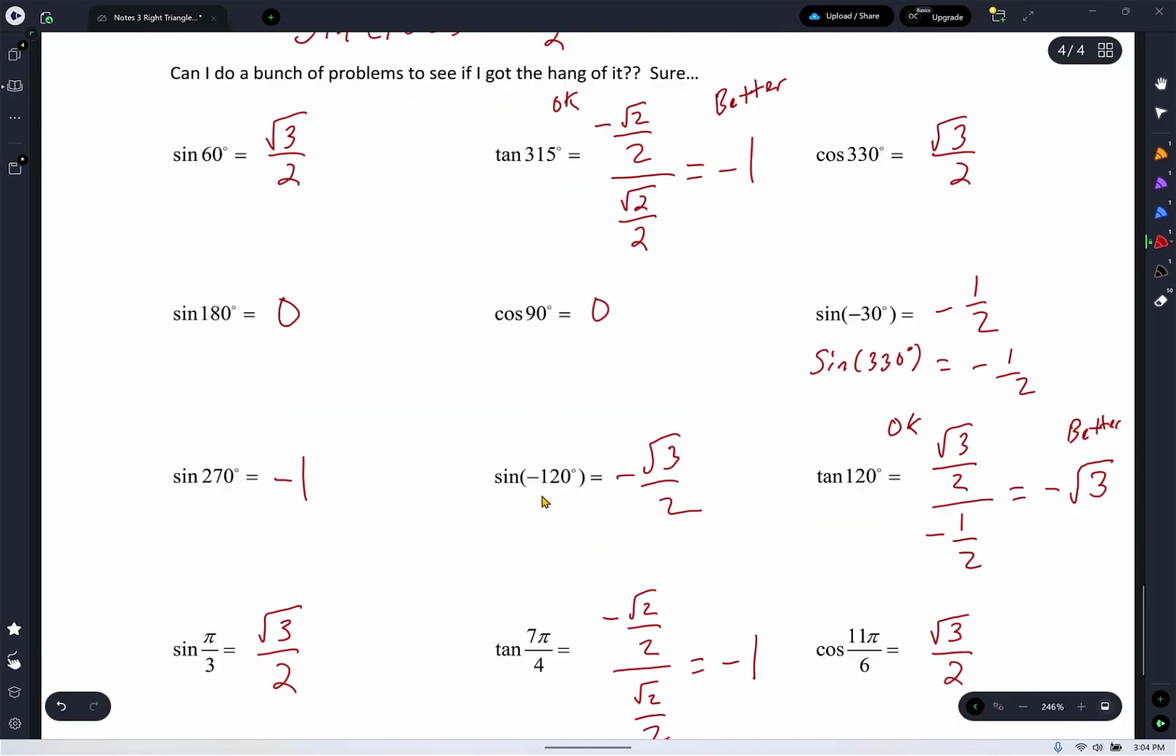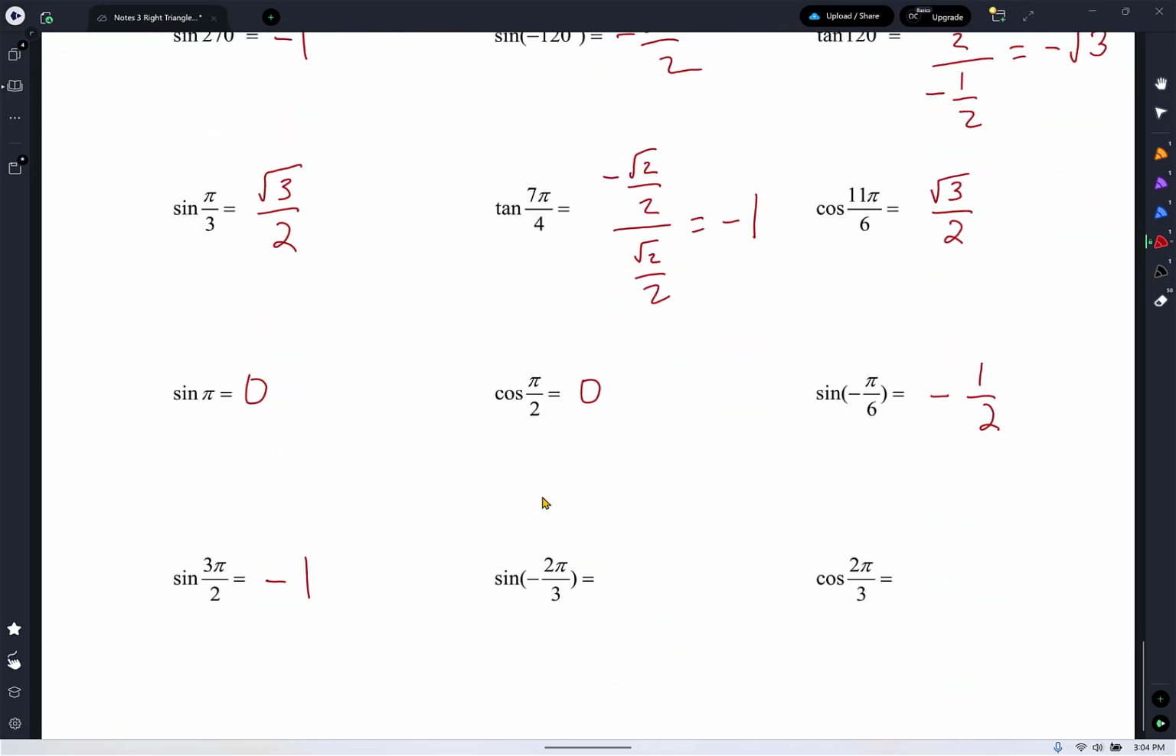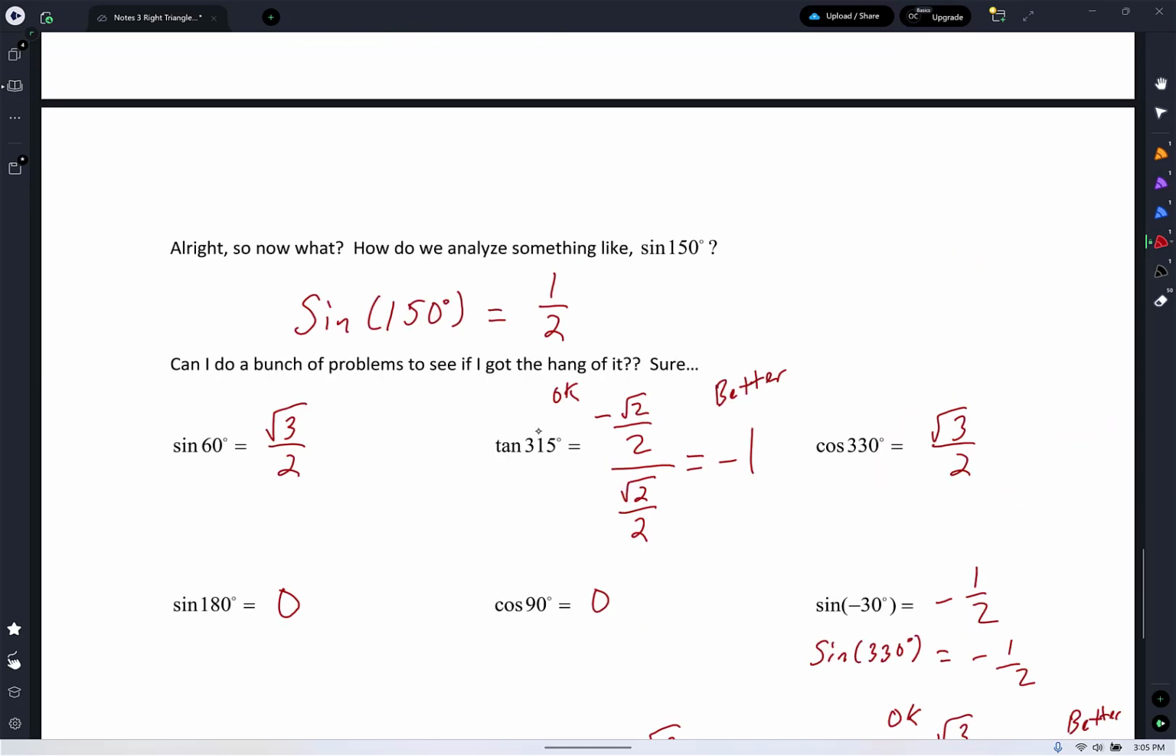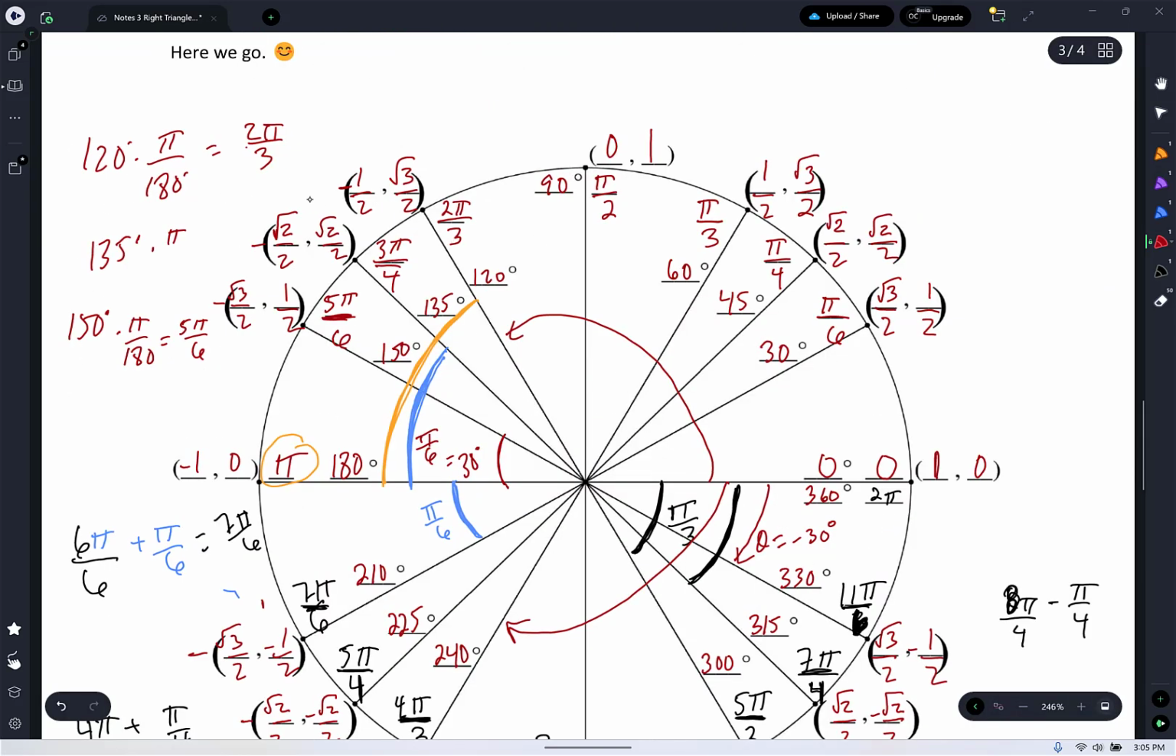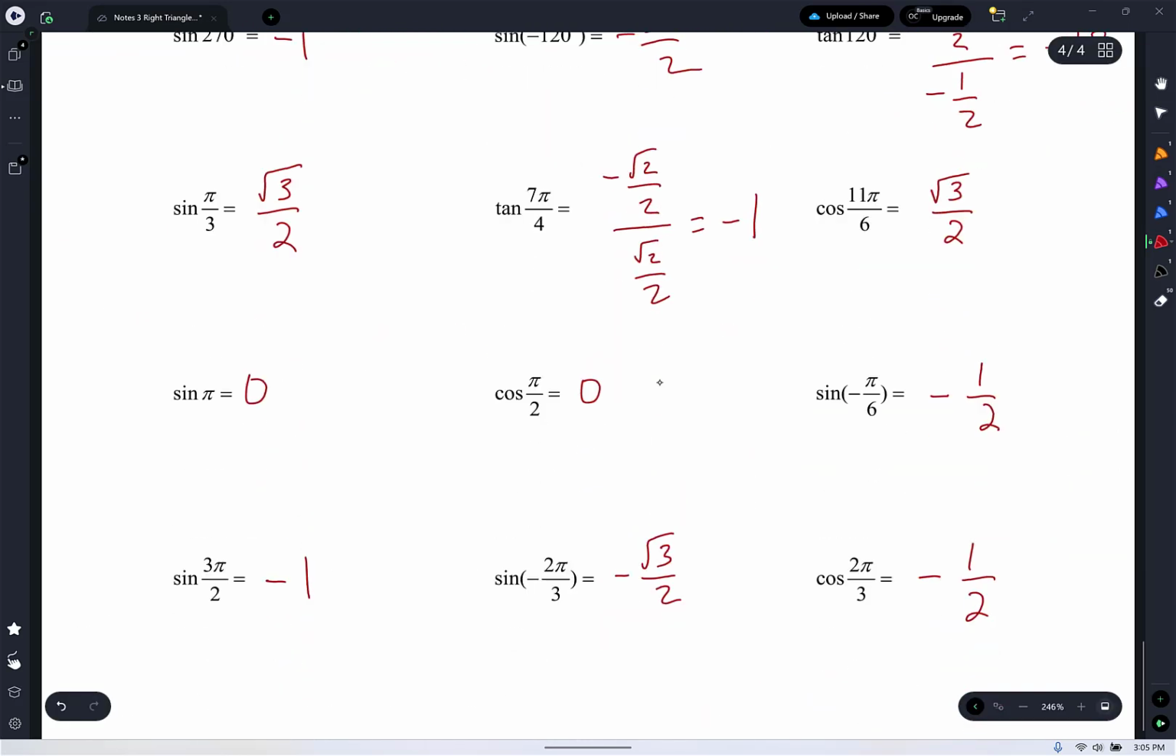Sine of negative 2 pi over 3. Negative square root of 3 over 2. Is that what you said? Yeah. Cosine of 2 pi over 3. No. It is negative, though. -1/2. It's the x value at 2 pi over 3, guys. So go to 2 pi over 3, -1/2. Okay, and there it is.